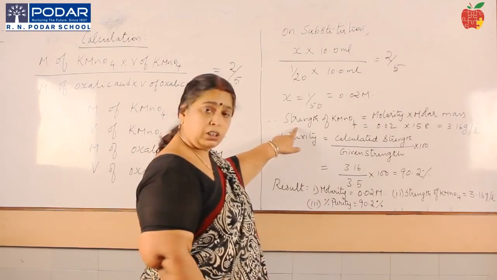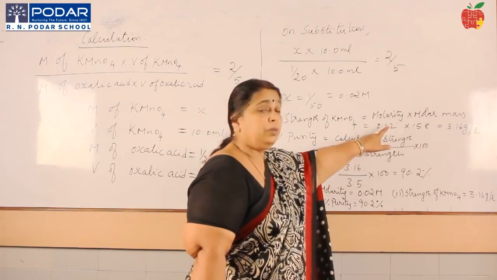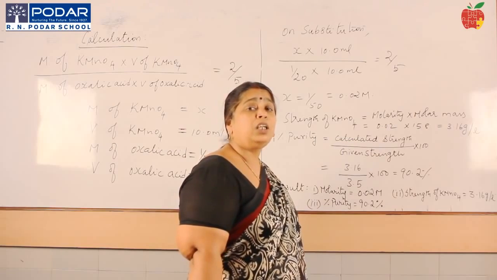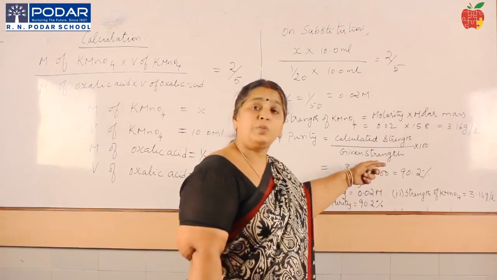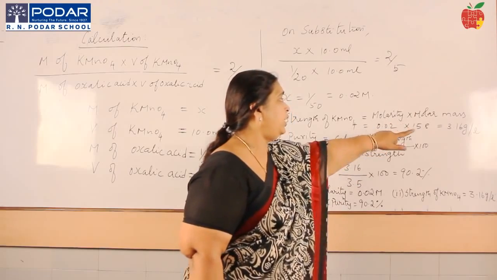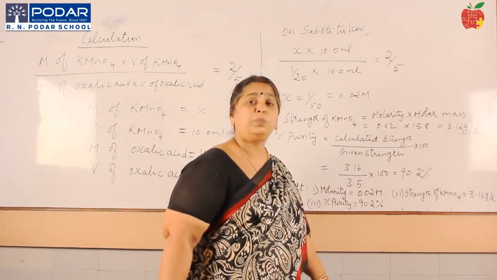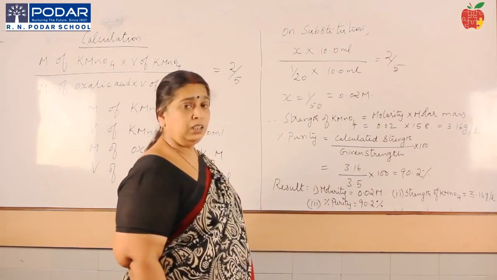Now strength of KMnO4, what is the formula to find the strength of KMnO4? Molarity multiplied by molar mass. The molar mass will be 158 for KMnO4. So you'll have molarity into molar mass, 0.02 multiplied by 158, equal to 3.16 grams per liter.